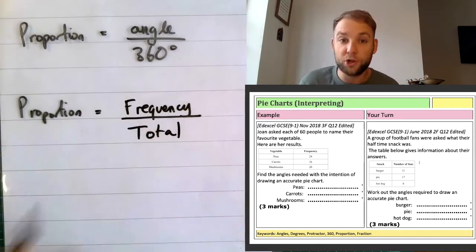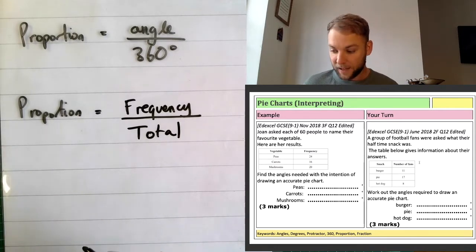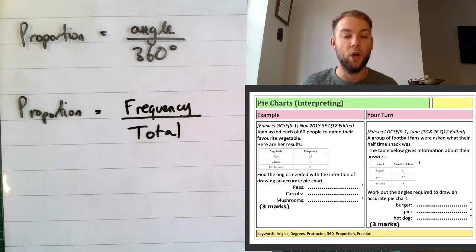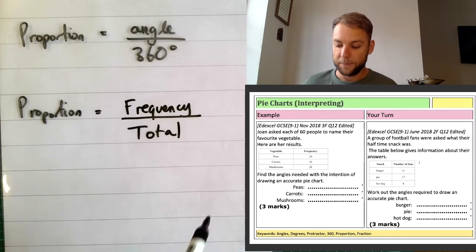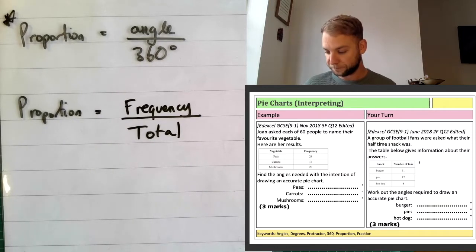So to find the proportion, if you know the frequency, we divide by the total instead. And this is the key part for the proportion. If we then want to work out the angle, we do the proportion times by 360, okay? So these are the two which are really important. I'd suggest writing these down in your notes, okay?